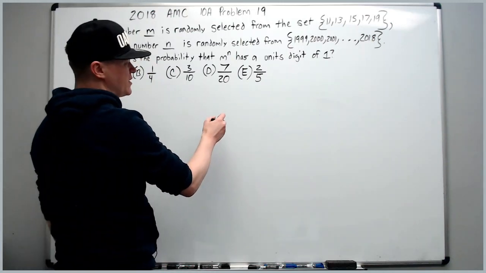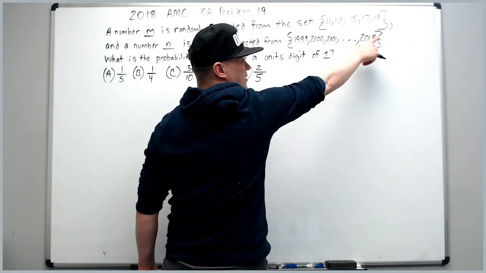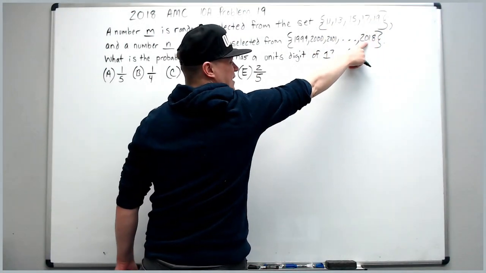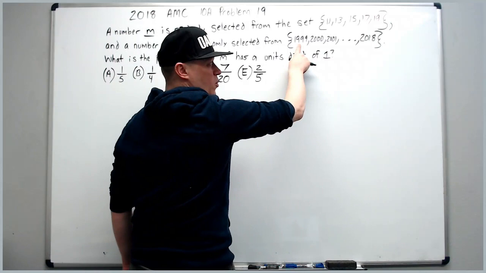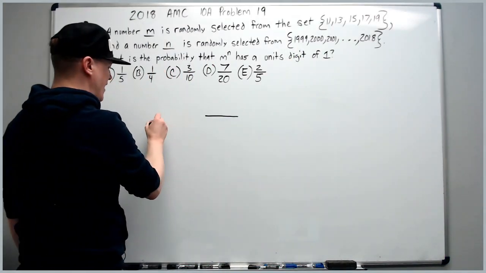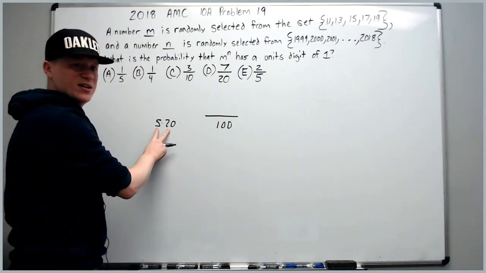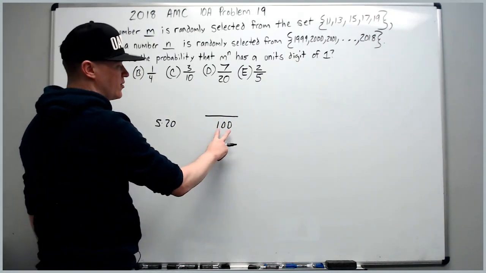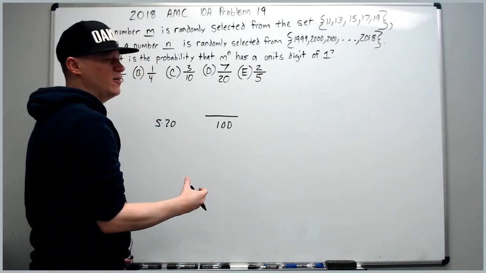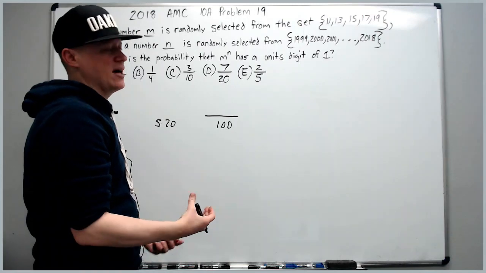So our denominator, possible outcomes: there are 5 possible outcomes for m, and if I take this, subtract this, and add 1, I'll get that there are 20 possible outcomes for n, and 5 times 20 is 100. You multiply them because they're independent events. Okay, so we have 100 possible outcomes. Now how many satisfy the condition? This is just counting now.